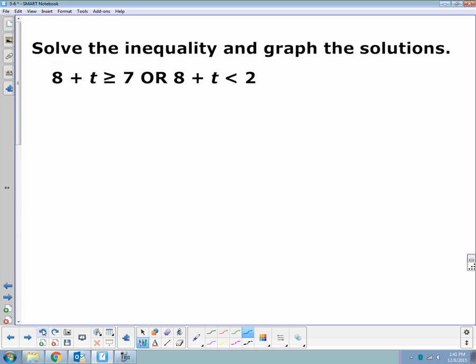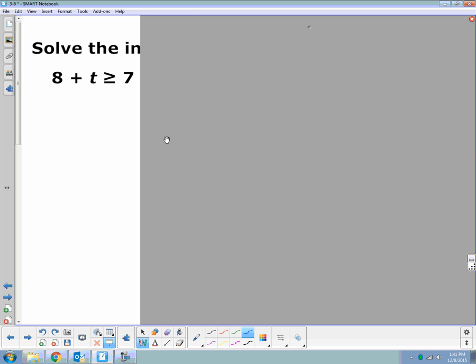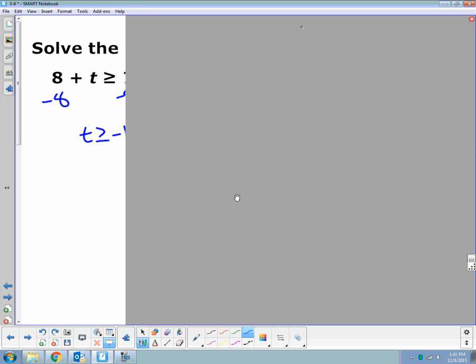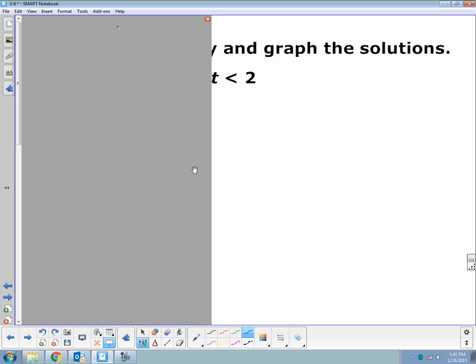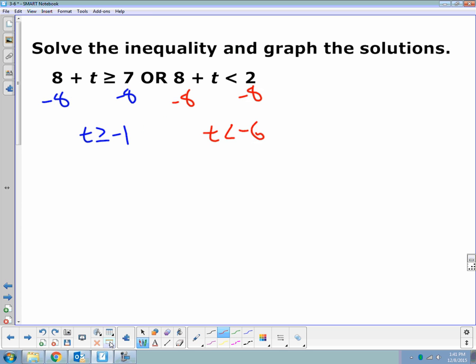When you're solving an OR problem, again, it's just like solving two different inequalities. You've got this one, so minus 8 minus 8. T is greater than or equal to -1. Or this one, minus 8 minus 8. T is less than -6. So we've got this or that.